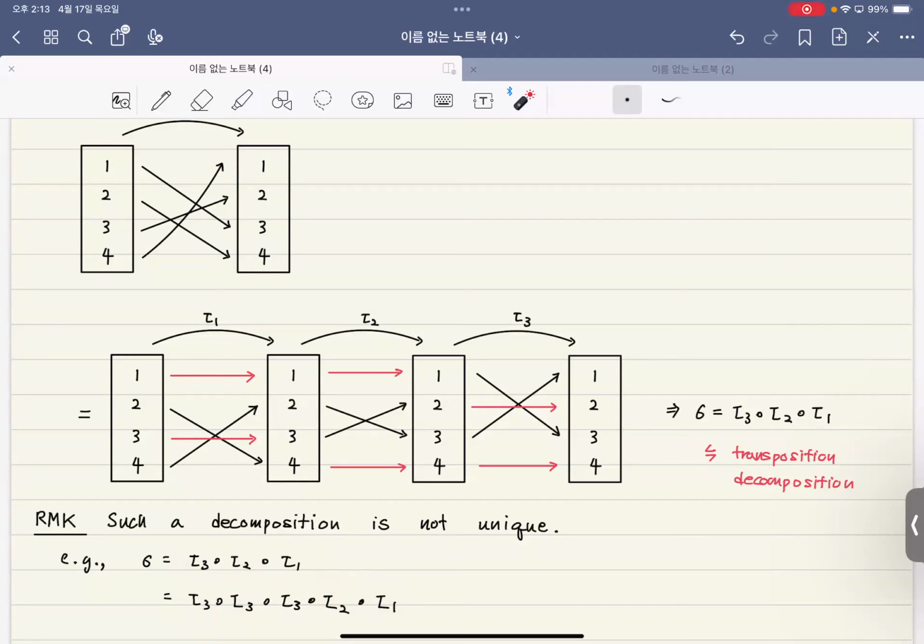Okay. So what is the big deal? Why do you even care about this transposition decomposition?